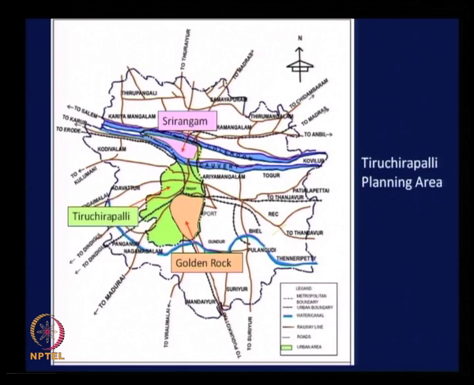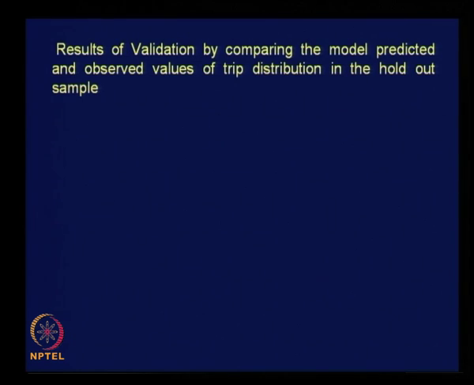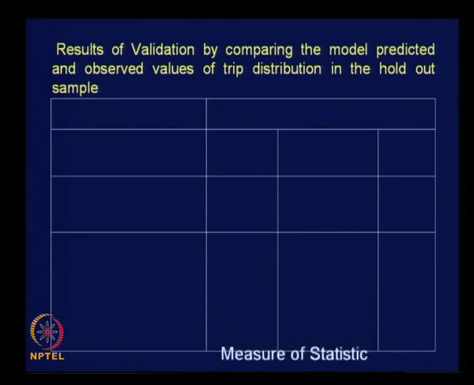So, we had two matrices, one the field observed, the other one the model simulated matrix, and both the matrices were compared, and statistical measures were used for comparison, namely normalized MAPSER and normalized phi value as well as the coefficient of determination. I will show you the result of the comparison directly. Results of validation by comparing the model predicted and observed values of trip distribution in the holdout sample.